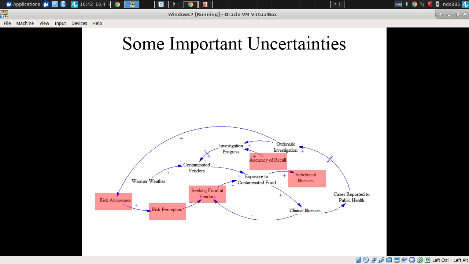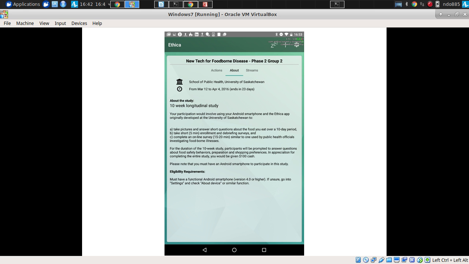And our modeling identified a number of issues, from risk perception to issues of accuracy of recall, the occurrence of subclinical illnesses that don't drive people to seek care, and vendor food seeking that were important limiters to what we could gain from the models in terms of policy insight. So to address this, we did turn to, in conjunction with partners in our School of Veterinary Science, School of Public Health, and also the Public Health Agency of Canada.